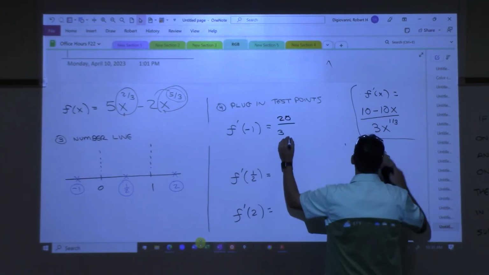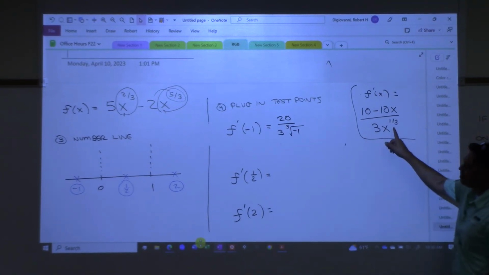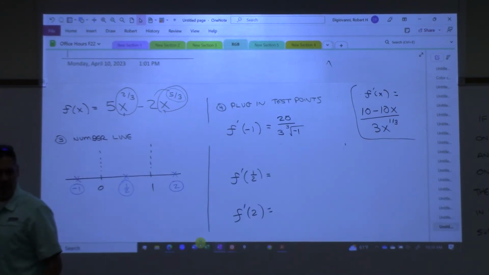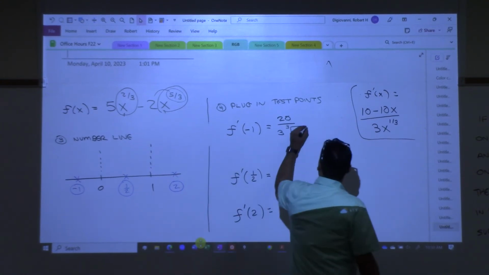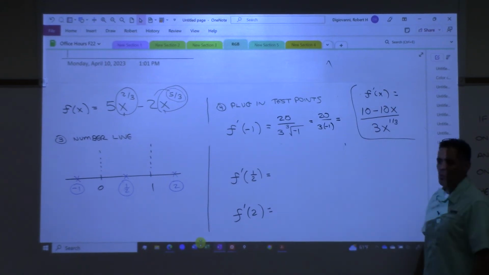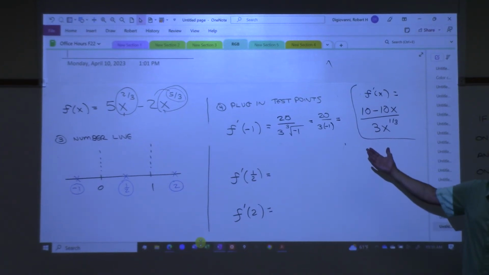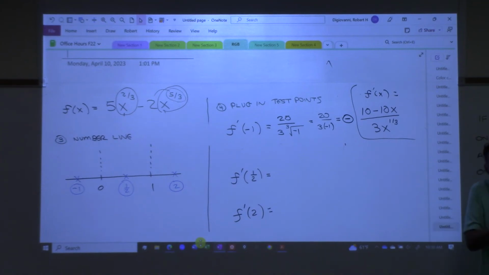3 times, now this x to the 1/3 really means the cube root of -1, right? That means the cube root, and I'm plugging -1. What's the cube root of -1? -1 itself, right? Because the only number you can cube and get -1 is -1. So -1 times -1 times -1 is -1. So we get 20 over 3 times -1. But all I really care about is that this is what? Positive or negative, right? That's all I care about. What is it? Negative. A positive number divided by a negative number. I do not actually care about the exact value of it. I just care that it's negative.